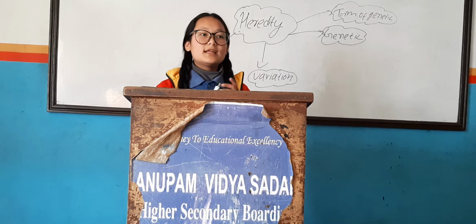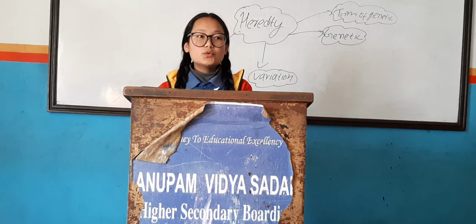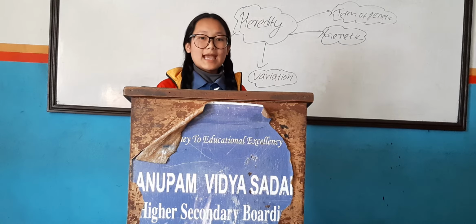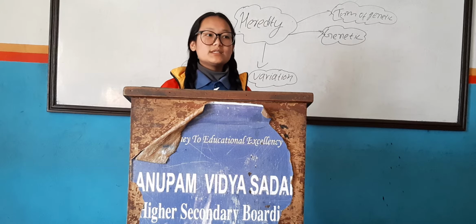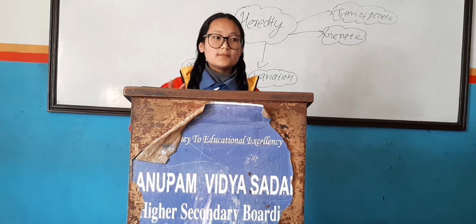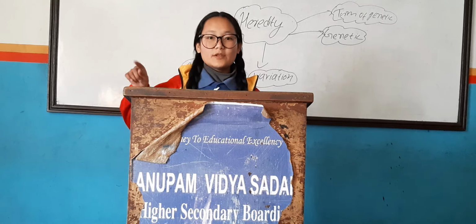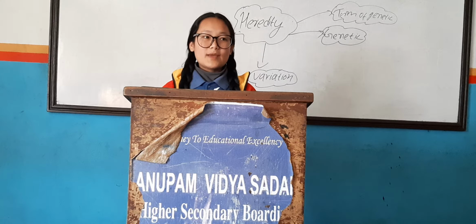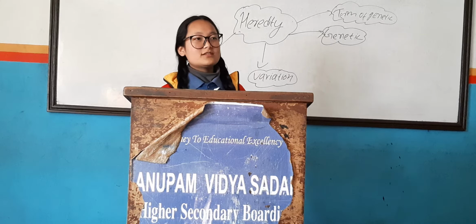Likewise, recessive characters are those characters which cannot be seen due to the presence of the dominant character. For example, in a cross pollination between a tall plant and a dwarf plant, the dwarf plant is represented by small t, and it is known as a recessive character.